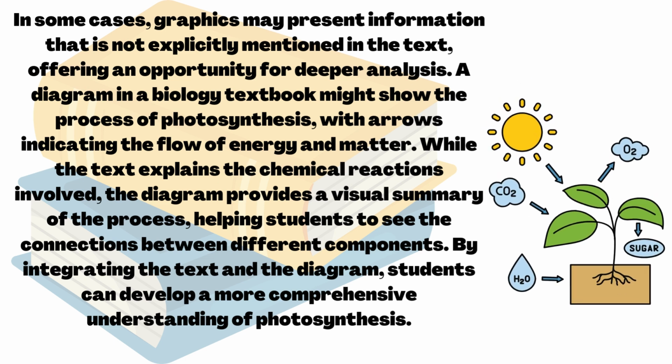In some cases, graphics may present information that is not explicitly mentioned in the text, offering an opportunity for deeper analysis. A diagram in a biology textbook might show the process of photosynthesis, with arrows indicating the flow of energy and matter. While the text explains the chemical reactions involved, the diagram provides a visual summary of the process, helping students to see the connections between different components. By integrating the text and the diagram, students can develop a more comprehensive understanding of photosynthesis.